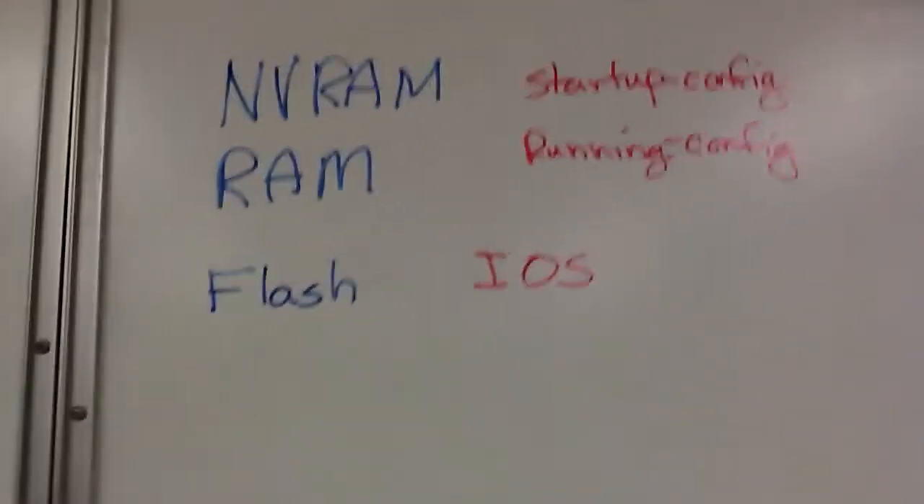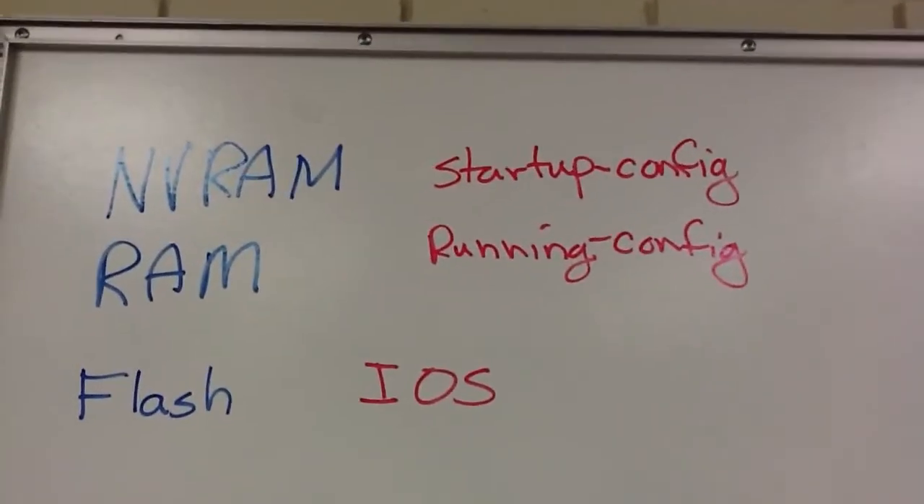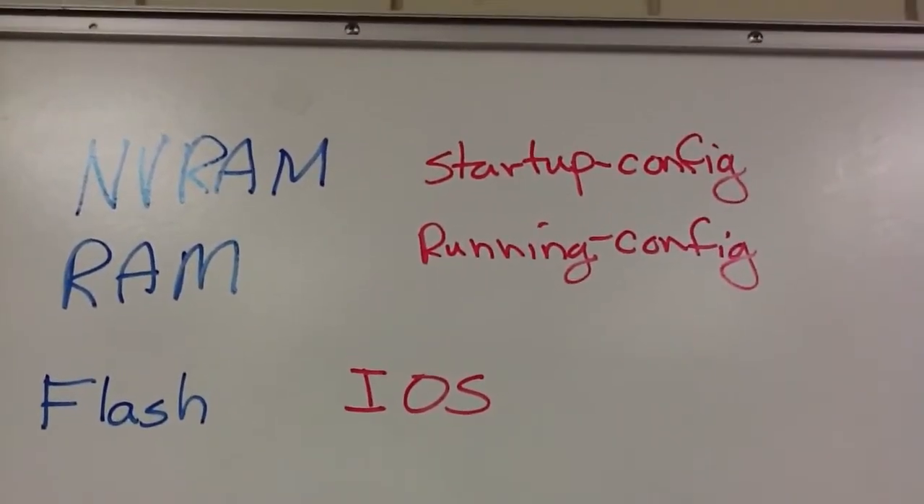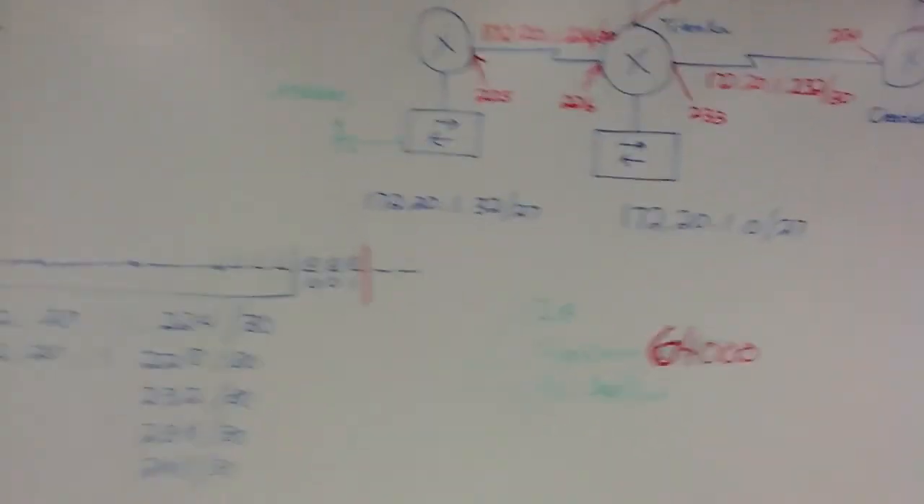We talked again about where your running config was and where your startup configs were, and then the IOS there in Flash. That's NVRAM, non-volatile RAM.